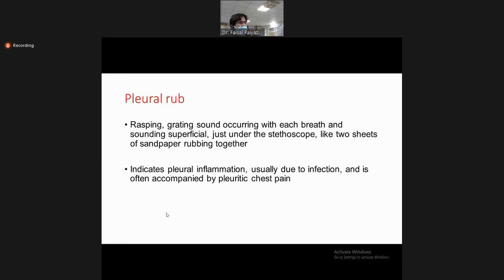Pleural rub, the third added sound, is a rasping, grating sound occurring with each breath and sounding superficial, just under the stethoscope, like two sheets of sandpaper rubbing together. This indicates pleural inflammation, usually due to infection, and is often accompanied by pleuritic chest pain.